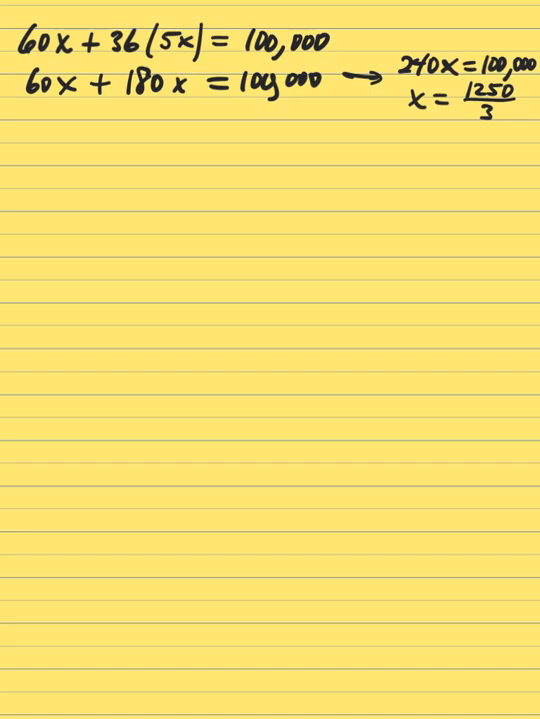Now since y was equal to 5x, y is going to be equal to 5 times that 1250 over 3, and that's going to be 6250 over 3. Okay, so that gives us the point 1250 over 3 and 6250 over 3.